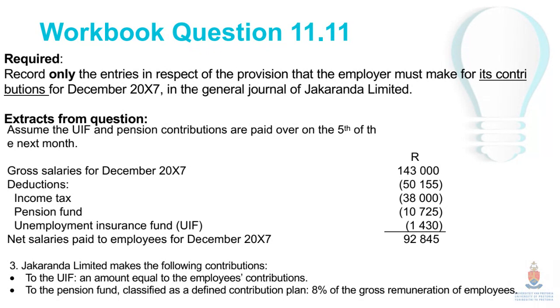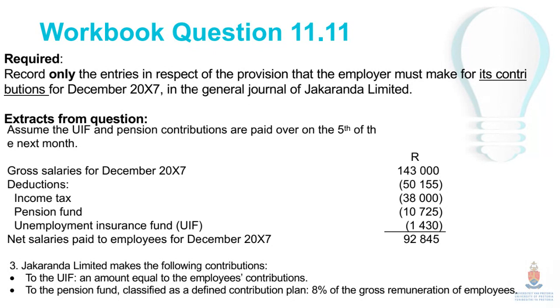Okay, I'm going to wait for everyone to answer the poll, and then we're going to talk about it. While people are answering the poll, I'm going to continue reading. If you haven't already answered, please answer. So then it says the gross salaries for December 2017 is 143,000. So notice they're saying for December, right? For December.